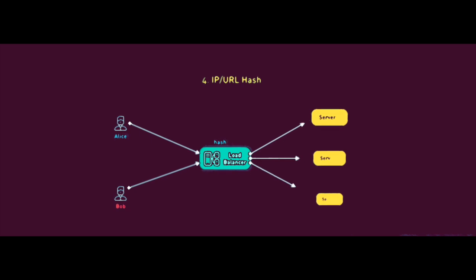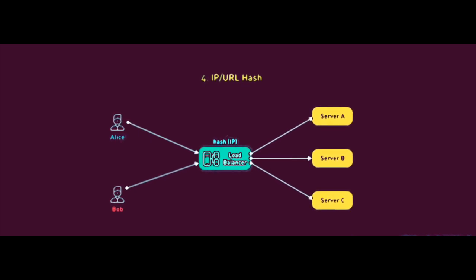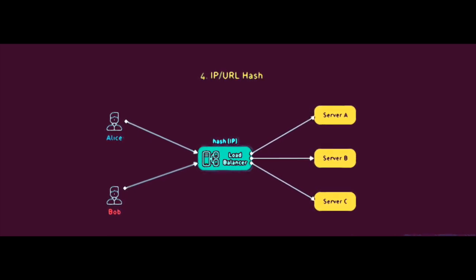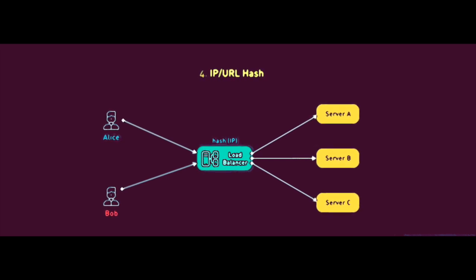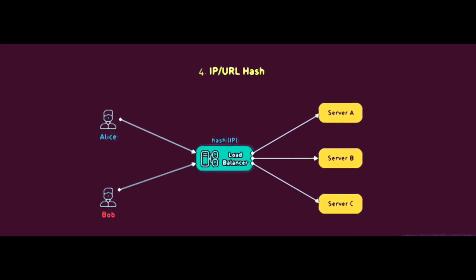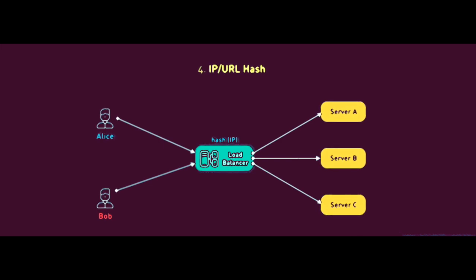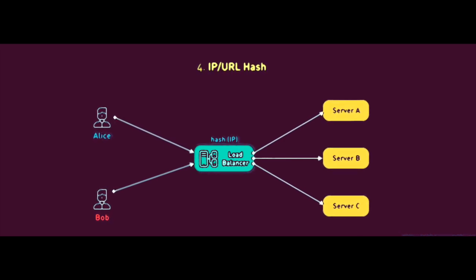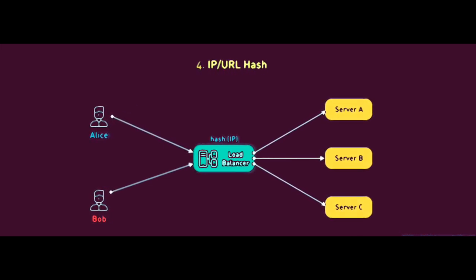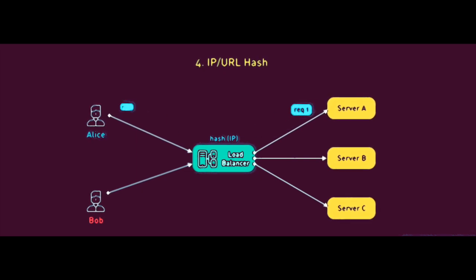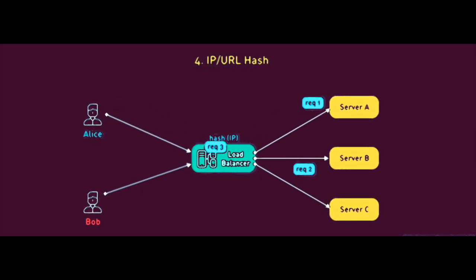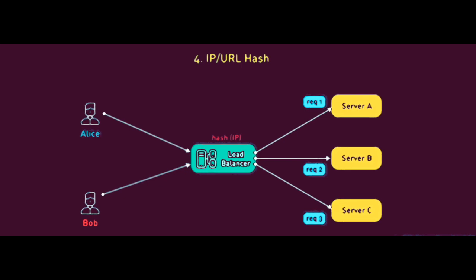IP or URL hash algorithm. It uses a hash function to map requests to servers, using the IP or request URL as input to find where to route the request. It can evenly distribute requests if the function is chosen wisely, but selecting an optimal hash function is a challenge here.